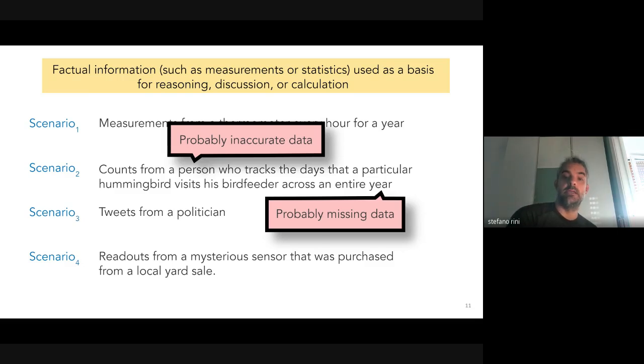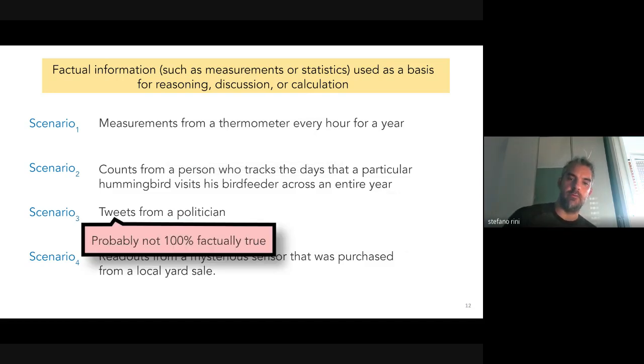And we see that if you go through these different examples, if you are counting, for example, birds, there is some inaccurate data because the counter could be affected by some mistakes, and there could be missing data, right? There could be a certain day in the year in which the count is not performed.